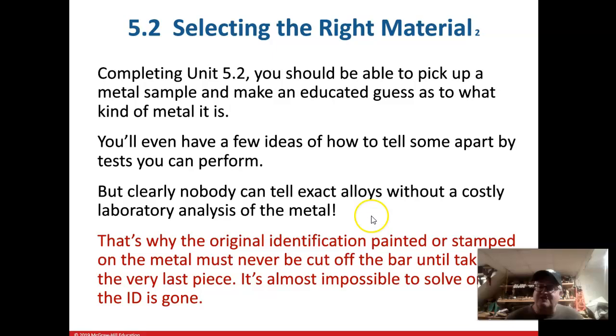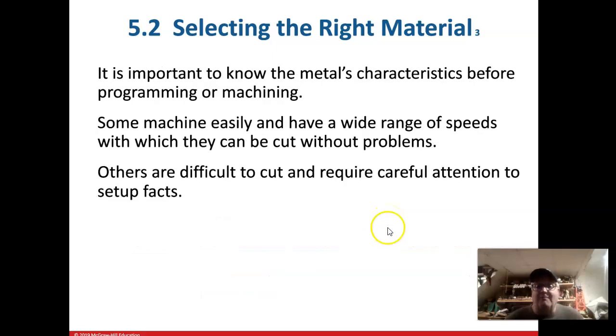Because while we can do certain tests to try to identify different types of material, really the only way to ensure that it is a certain grade of material is to send it out to a lab and have it tested, which may be more expensive than the actual material was. So we're going to talk a little bit about how these material characteristics and the speeds that we can cut them at as we go forward with this as well. So it is important to know and understand what material we're using.